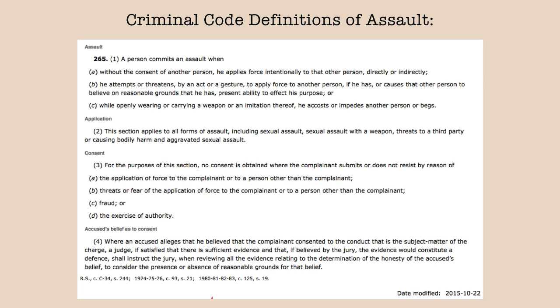And as you can see in B, the fact that the other person believes on reasonable grounds can also equal the term reasonable belief, which means that the person who's claiming they were assaulted or sexually assaulted only needs to have reasonable belief that they were harmed directly or indirectly forced, without consent, whatever. There's no specific application of bodily harm under reasonable belief. Okay, so we'll keep this all in mind as we move forward.